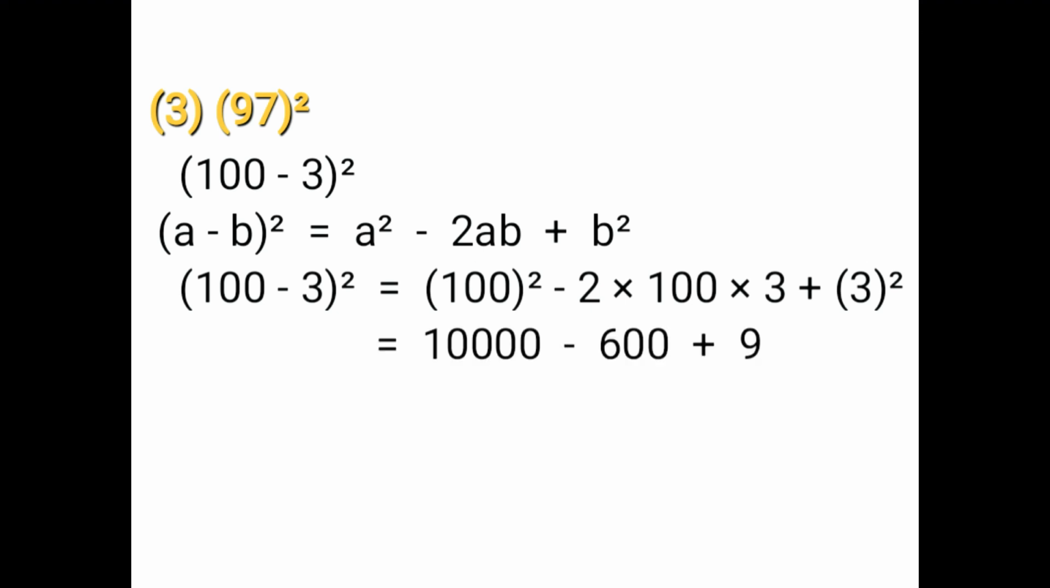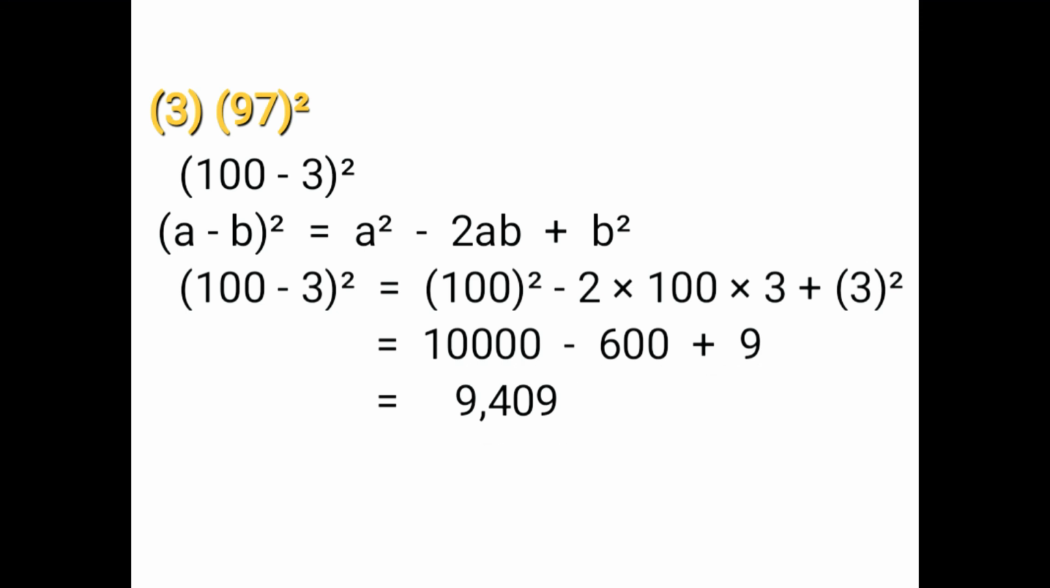Now do 100 into 100 means 10,000. I just did that in the second sum. Minus 100 2s are 200, 200 into 3 is 600. Plus 3 square. 3 threes are 9. Students, you should also know the square table of numbers. I subtracted 10,000 minus 600 first and then added this one. So the answer is 9,409.